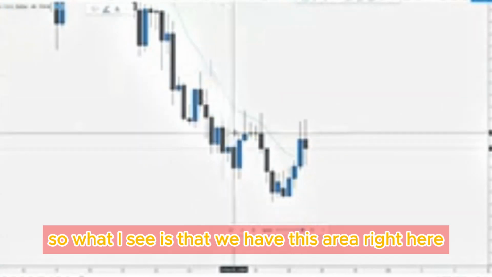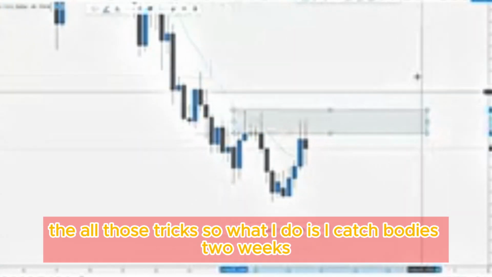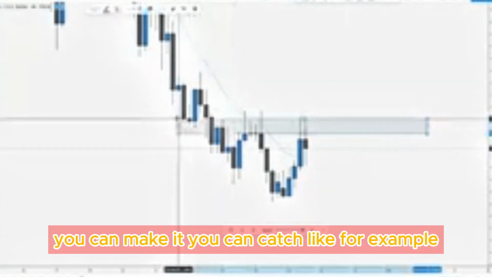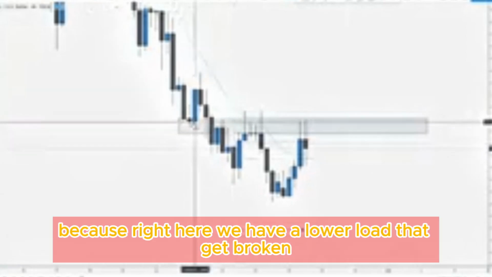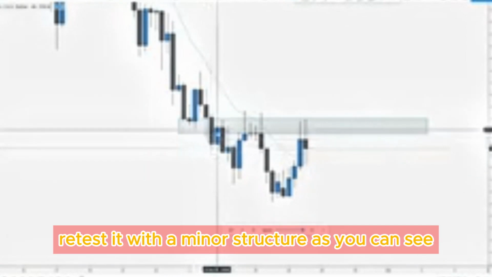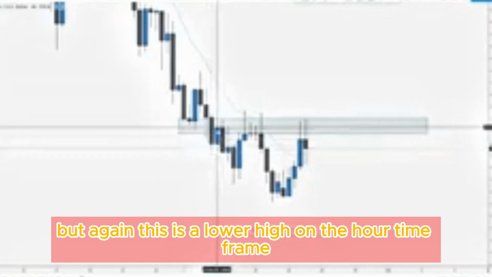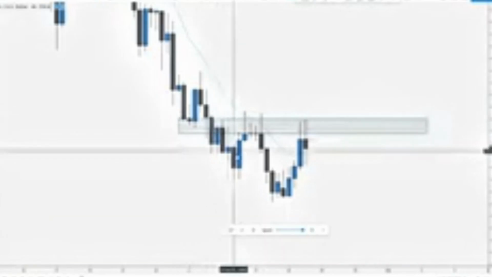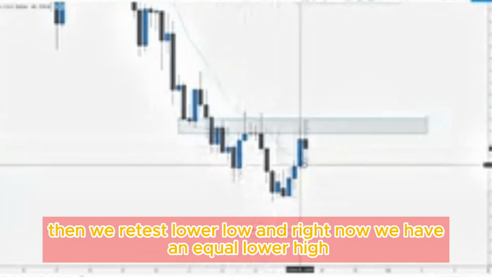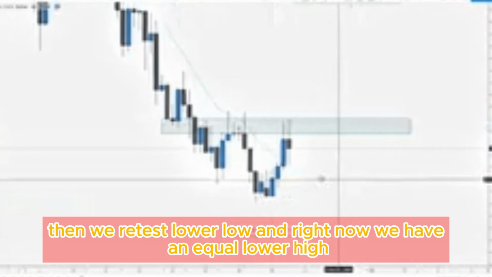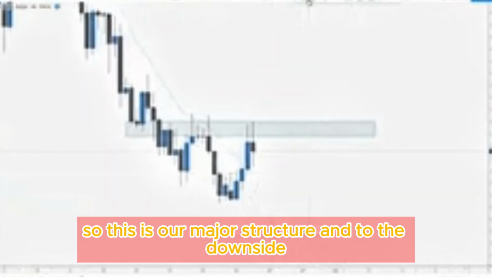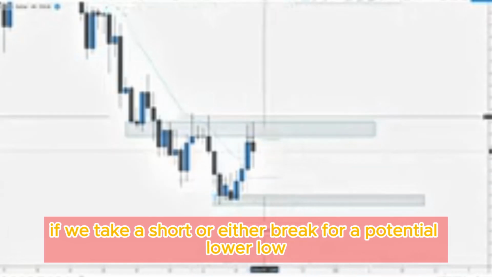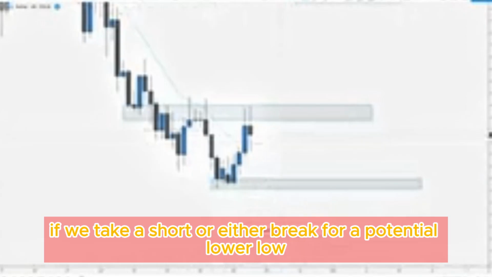So what I see is that we have this area right here, all of those wicks. So what I do is I catch bodies to wicks. You can catch, for example, a certain zone, because right here we have a lower low that got broken. Retest it with a minor structure, as you can see, but again, this is a lower high on the hourly time frame. This is what we're gonna trade after we create our trading plan, and then we go for a lower low, then we retest, lower low, and right now we have an equal lower high, but again, we're still looking for buys. So this is our major structure, and to the downside we have the low that the market can potentially come into if we take a short or either break for a potential lower low.